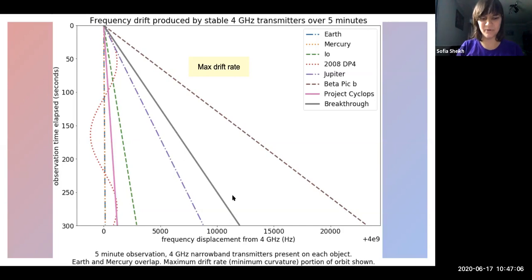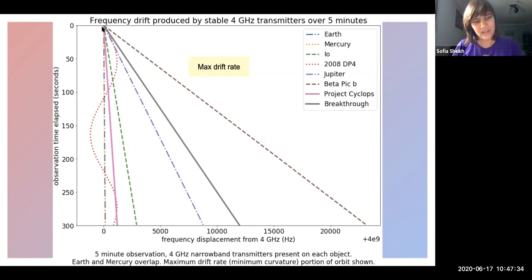I want to say it's 10 hertz per second at L band. I should have put that number on here. But it would catch any slope that is less than that in this plot. So all of these dotted and dashed lines down here are objects that the Breakthrough Listen maximum drift rate would already catch.